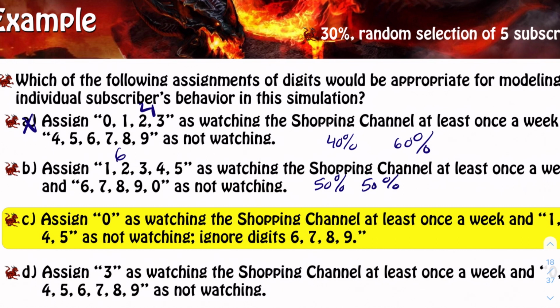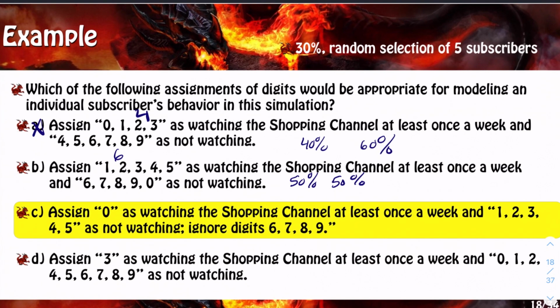Assign 0 as watching the channel at least once a week, and then 1, 2, 3, 4, 5 as not. So that would be 1/6 or 16% watching, to 5/6, which is what, 84%, not watching. Again, that is not what we want. It's close, but it's not what we want. So each one of these, if you notice, is not quite what we want. There's got to be another way. In fact, none of these options are good, even though one of them is highlighted in yellow.